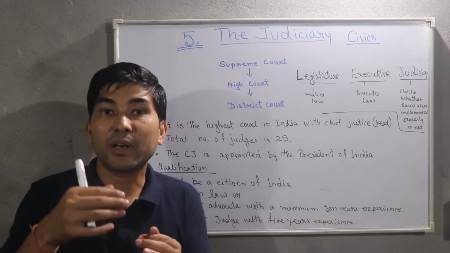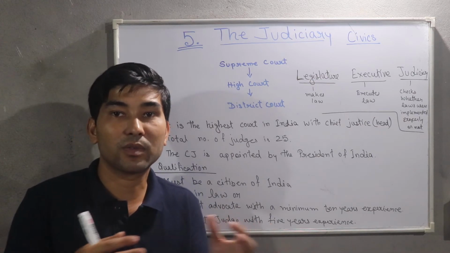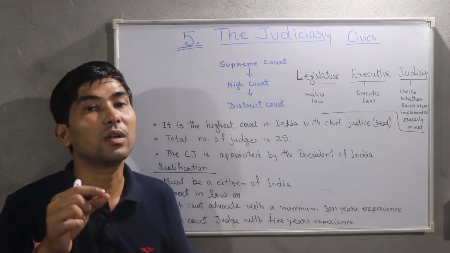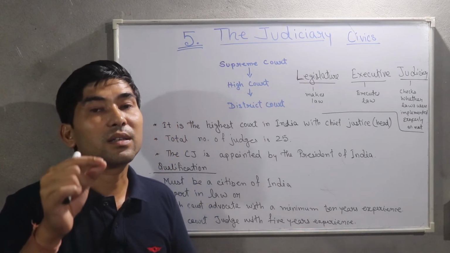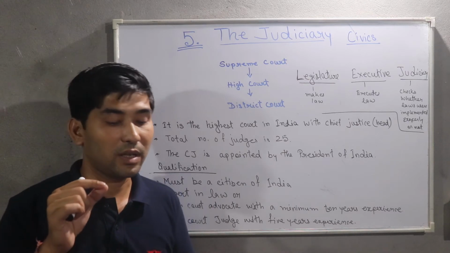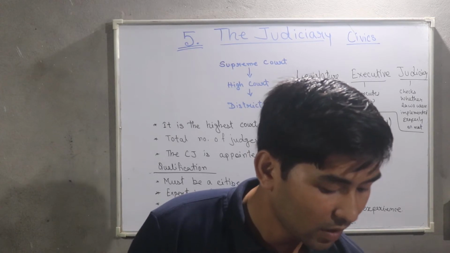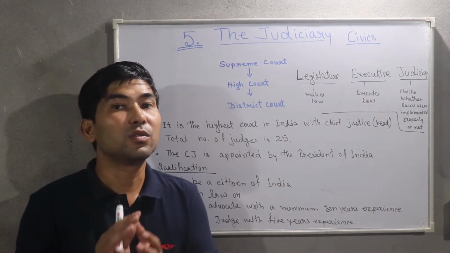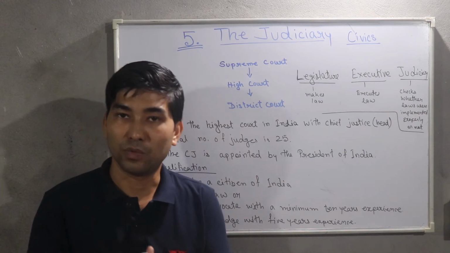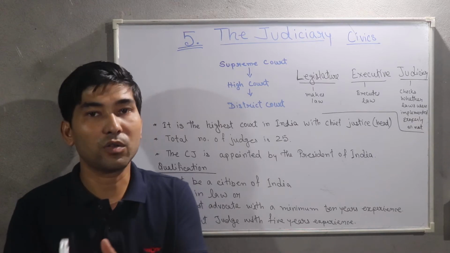So if somebody is exploiting the fundamental rights, if somebody is having some kind of problem with the fundamental rights, then the Supreme Court issues writs. What is a writ? A writ is a legal order. A writ is a legal order to do or not to do.